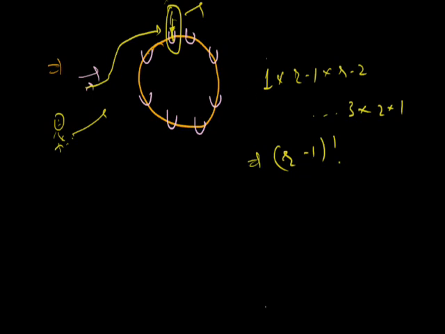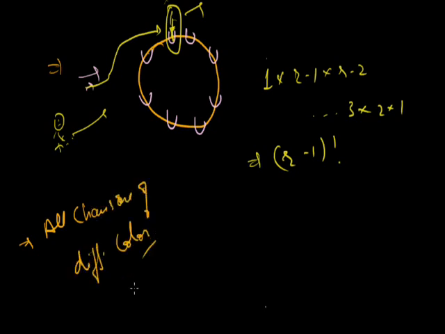Now, suppose I say all these are chairs of different colors. If all the chairs are of different colors, say there are, let's say, 7 chairs in the room. If they are of the same color, 7 chairs of the same color, then the answer is r minus 1 factorial, that is 6 factorial. If there are 7 chairs of different colors, the answer would be different. Here the answer is 7 factorial.